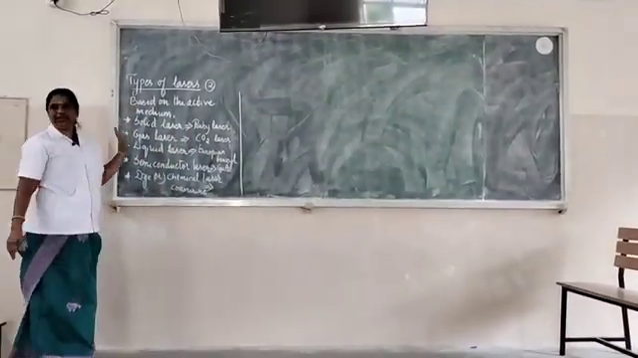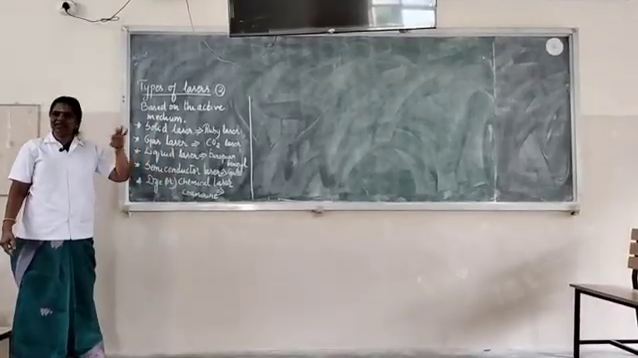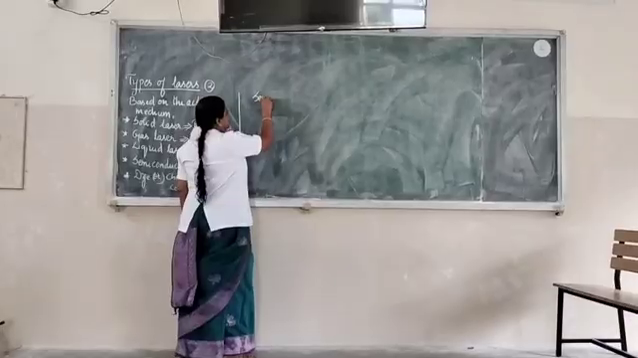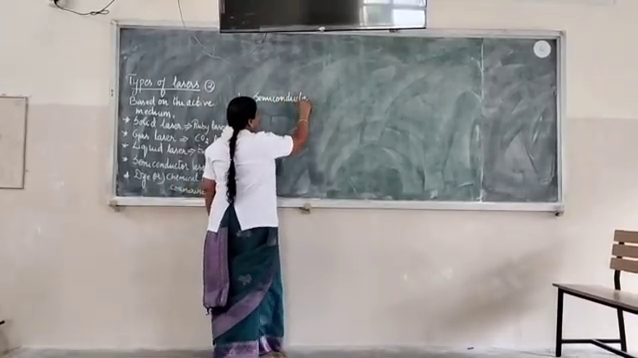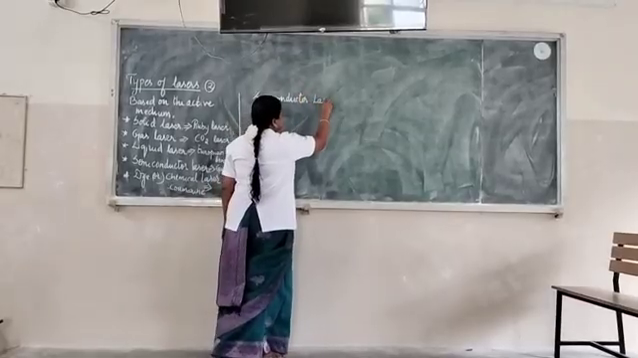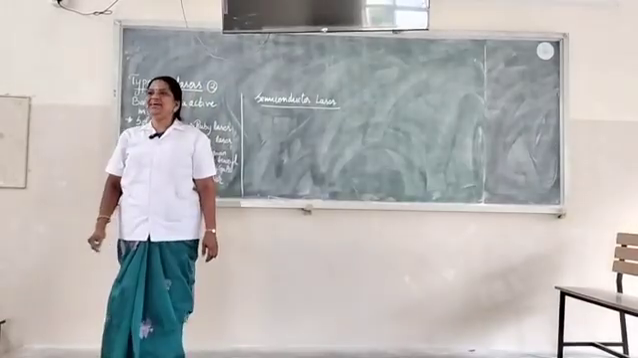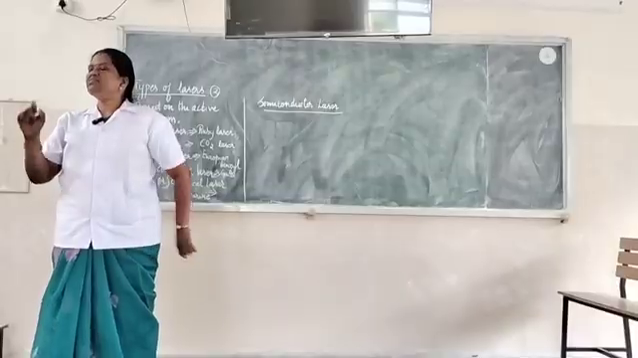Among these 5 lasers, we are going to discuss the semiconductor laser. First, let me say what we mean by a semiconductor laser. A semiconductor laser consists of 2 regions. It is nothing but a PN junction laser. You can write it afterwards. Please listen to me. It is a PN junction laser.